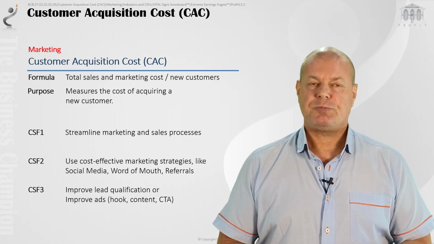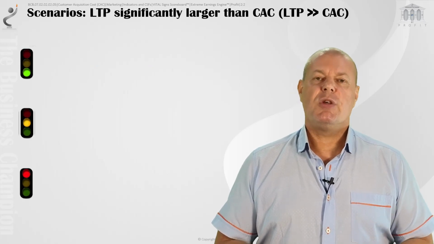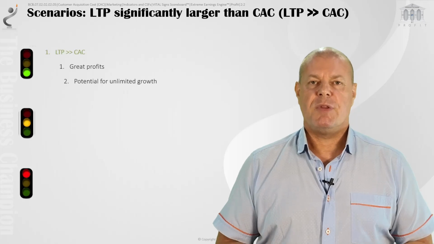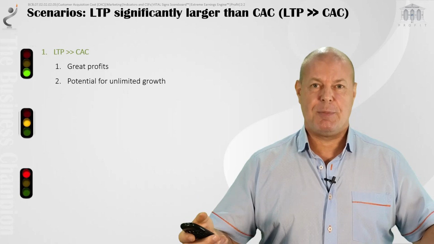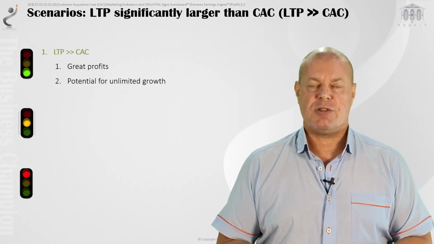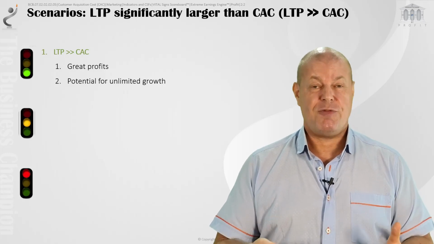Now, when you have these two metrics in place, you can be in green, yellow, or red. If you're in green, it means that your lifetime profit is significantly bigger than your acquisition cost. If you're in this shape, congratulations, because you have great profits.